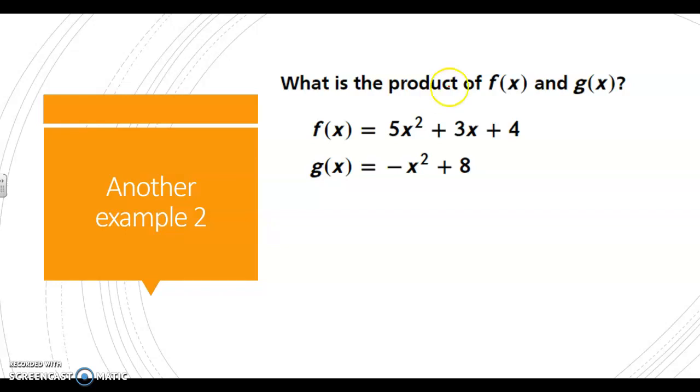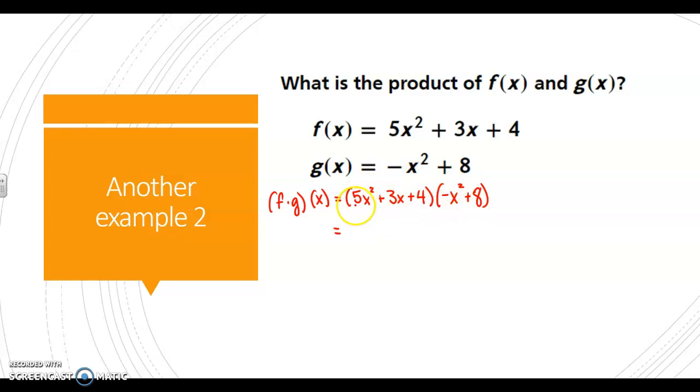All right, what is the product of f of x and g of x? So that's what we've been doing this whole lesson, is we take f times g of x, and that's equal to, we take our f of x function, 5x squared plus 3x plus 4, and then we're going to multiply that by negative x squared plus 8. We have the same process when we have 3 terms here as we do 2 terms. So each term needs to multiply by each term.